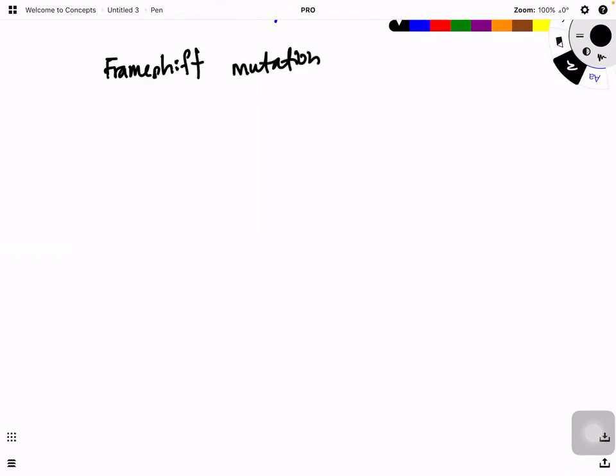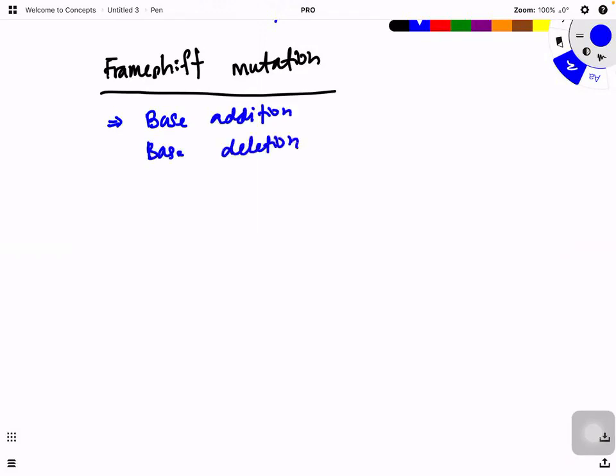Frame shift mutations can only be caused by base additions or base deletions. Now, what does frame shift mean? Frame shift basically means that you're going to alter the reading frame, 3 digits by 3 digits. You're going to alter the reading frames of the remaining DNA after the mutation.